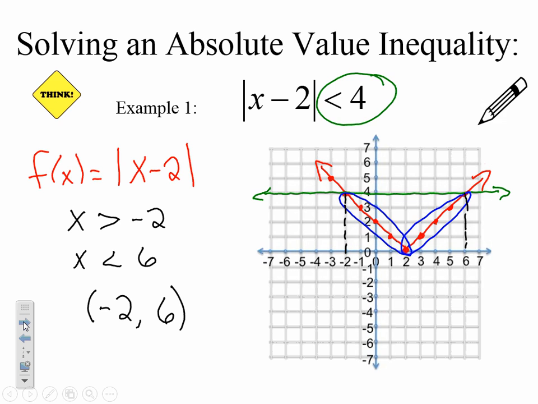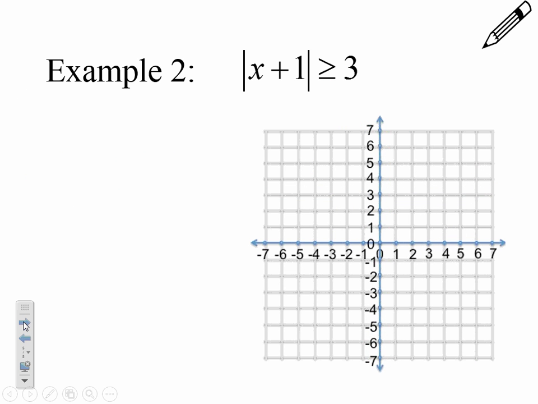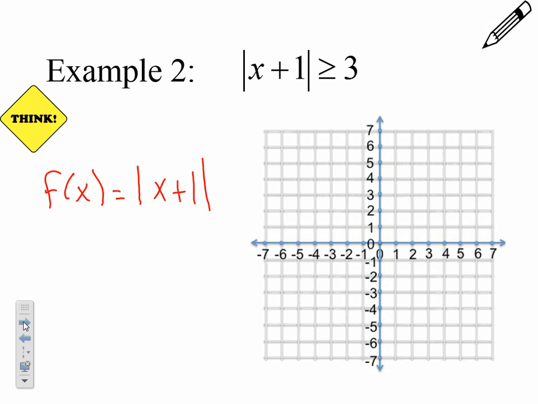Now we're going to look at one that was going to be greater than. So if I think about what I've done already, I can do the same thing again. f of x equals absolute value of x plus 1. Do that part first. So I'm going to go to the left 1. Slope of 1, go both ways. So I make my V.